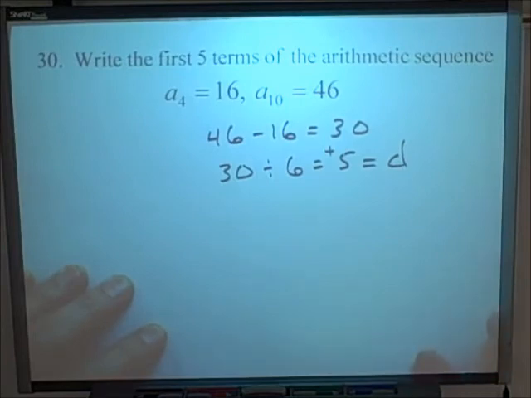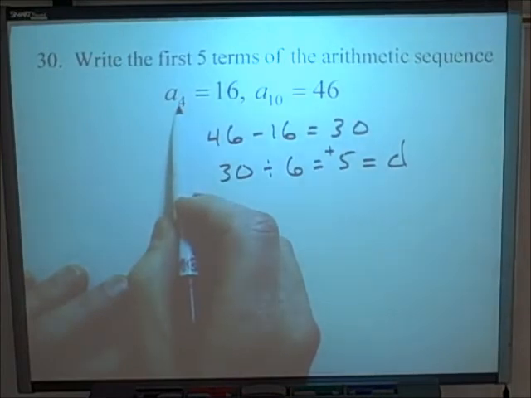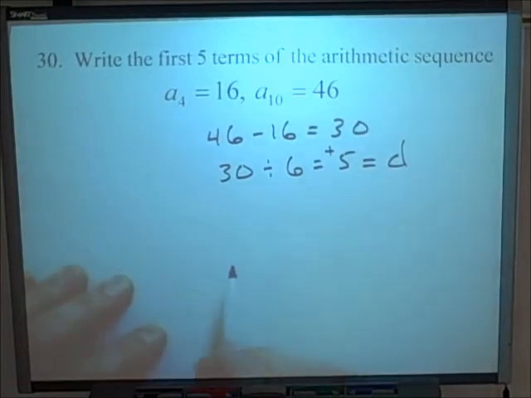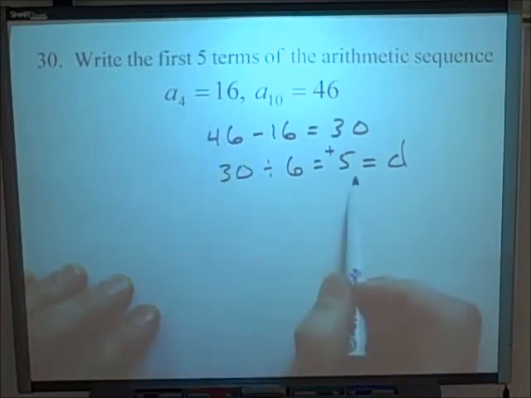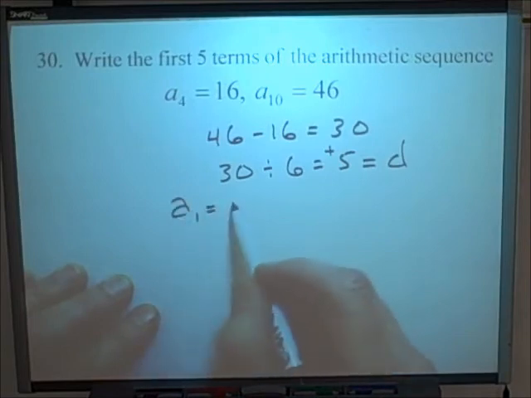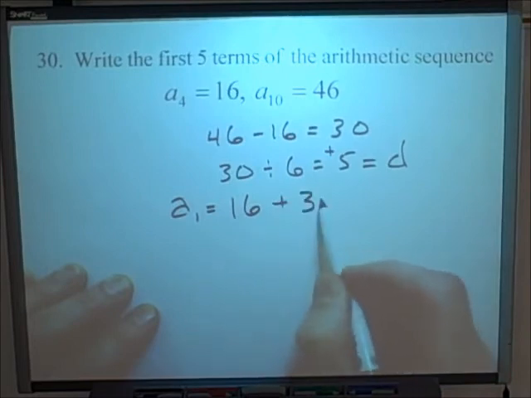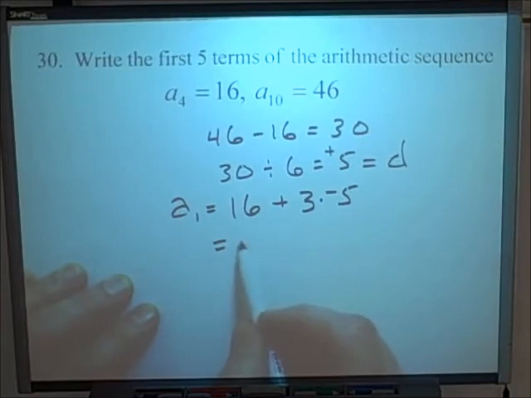Probably could go back to our first term now. How many steps from our 4th term backwards to our first term is it? 3 steps back. Our backward steps would be negative 5, so our first term equals our 4th term 16 plus 3 steps of negative 5. Our first term, therefore, is 16 minus 15, 1.